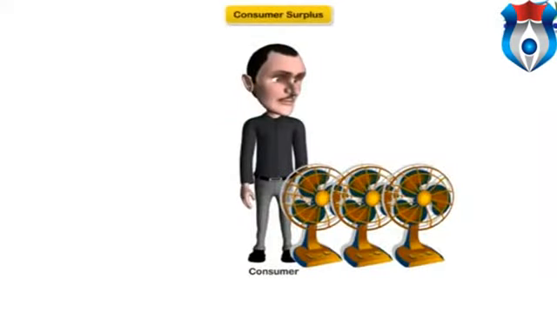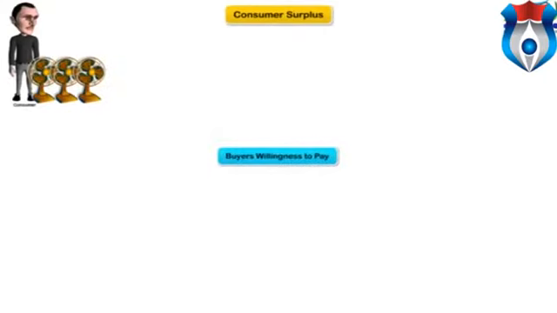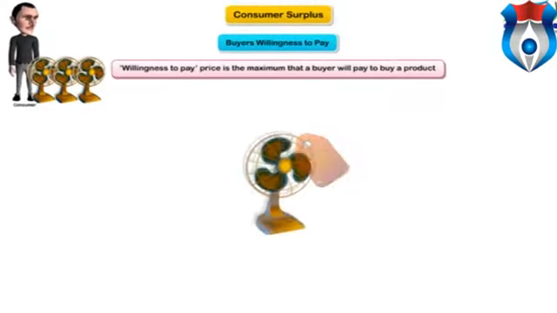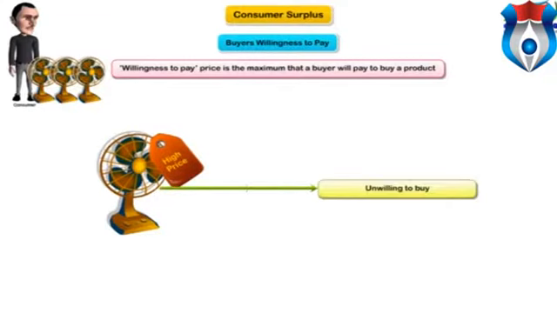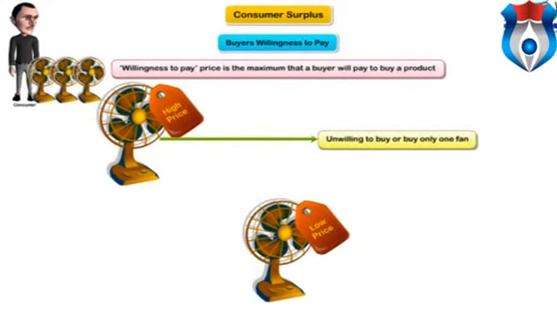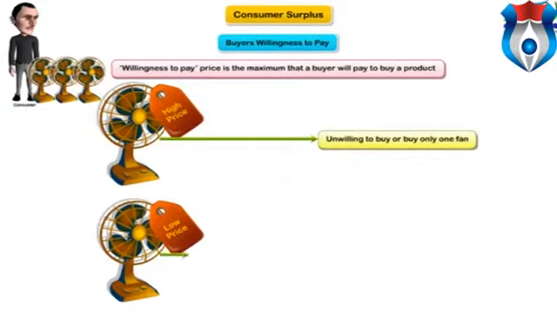Sure. Let's start from the buyer's willingness to pay. Willingness to pay price is the maximum that a buyer will pay to buy a product. In other words, he will not buy any fan if the price is even slightly higher. At that price, he may like to purchase only one fan. He will be happier if the price is lower than his maximum price, that is, his willingness to pay price.